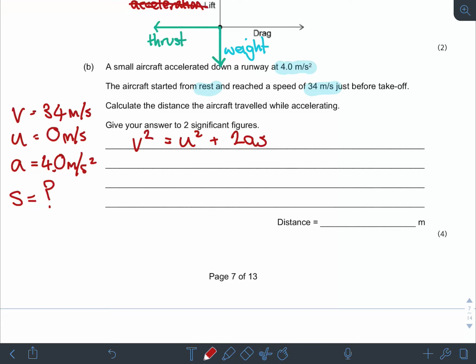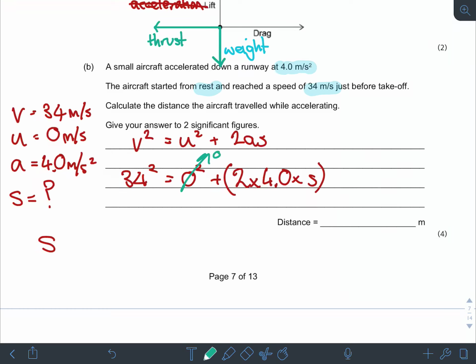So what do we need to do? We need to plug the numbers in. So let's do that. We're going to do 34 squared, that's v squared, equals u squared. Now u is 0, so I'll just write 0 squared just to write it in, plus 2 times the acceleration, which is 4, times the distance, which is s. I don't know what that is. So if I want to rearrange that, I'm going to have the s. That's 0, so we could ignore that.